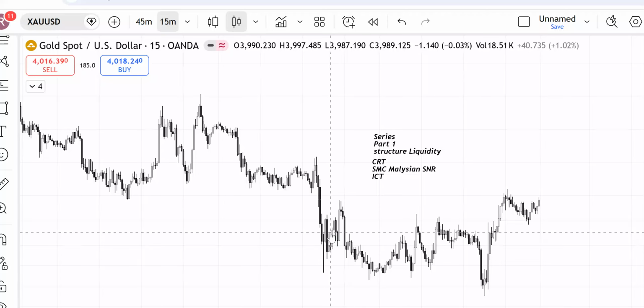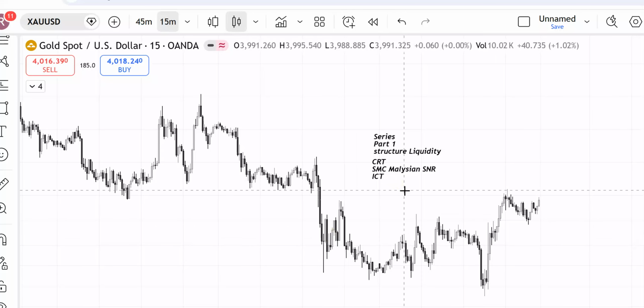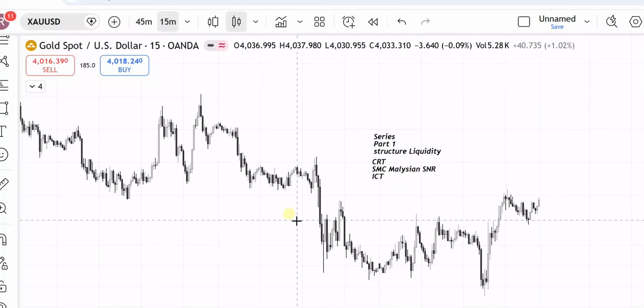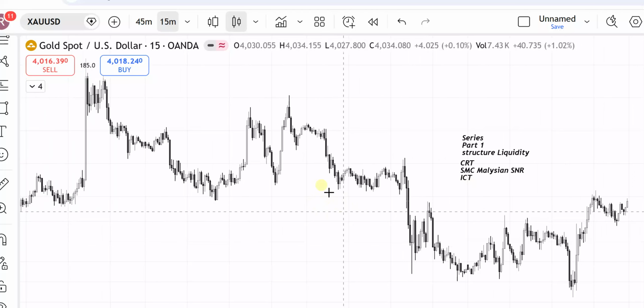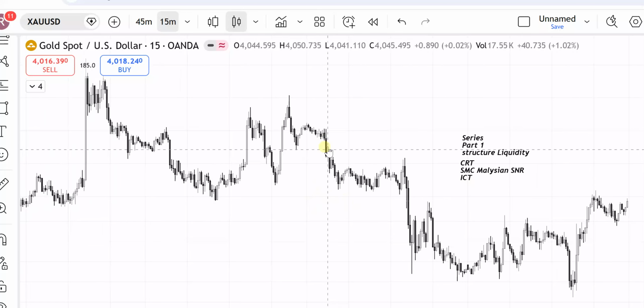So I'm here to start a new series, and the series name is Structure Liquidity. Structure Liquidity is the combined version of CRT, Malaysian SNR and ICT. And it's my promise, no one will teach you like this: how structure liquidity works and what the main algorithm of this market is.